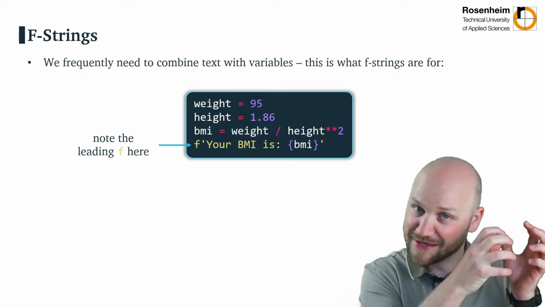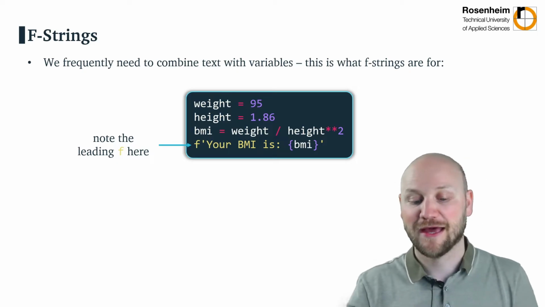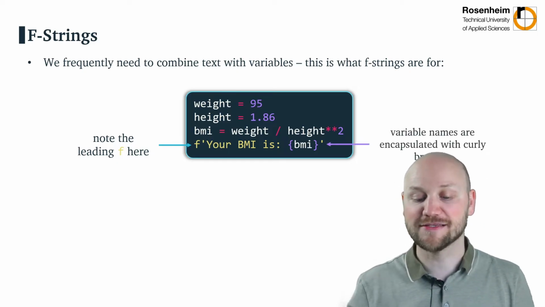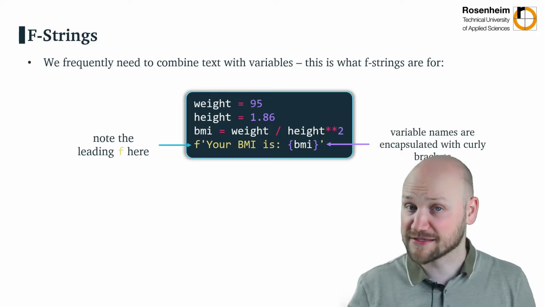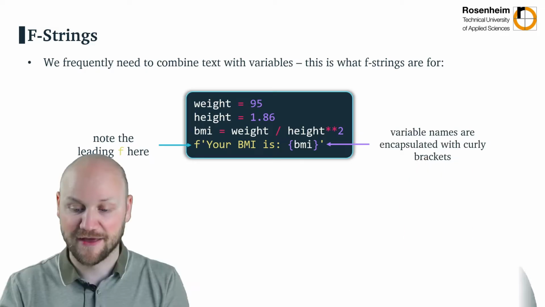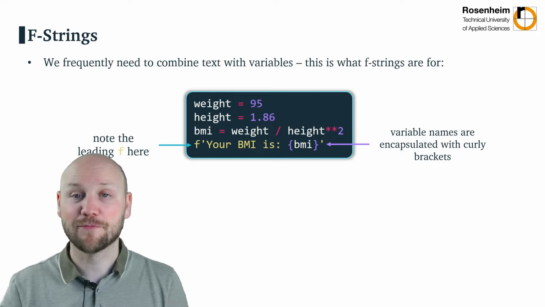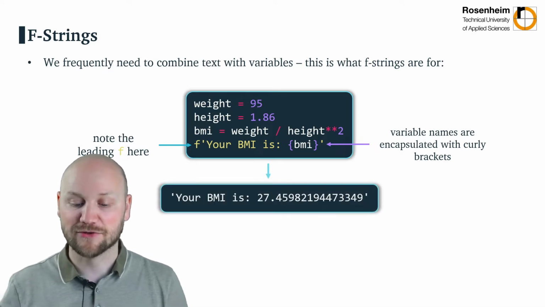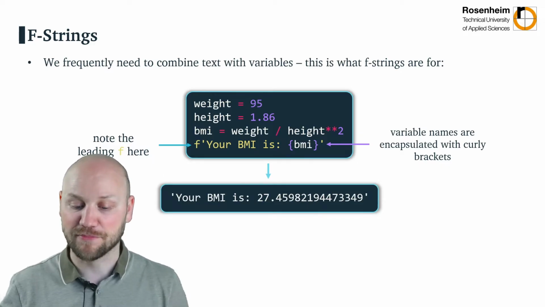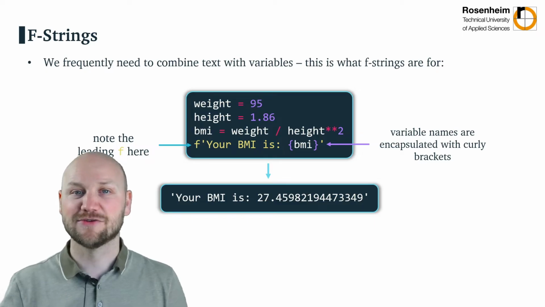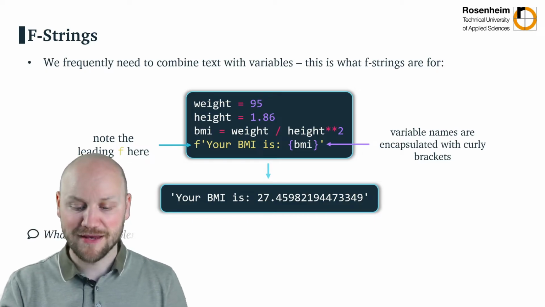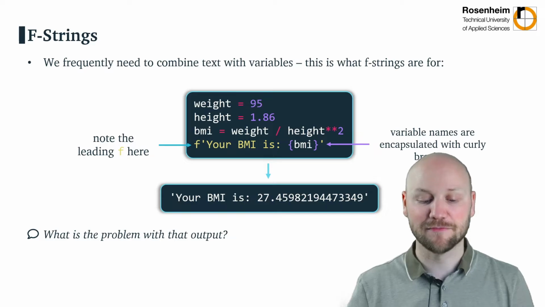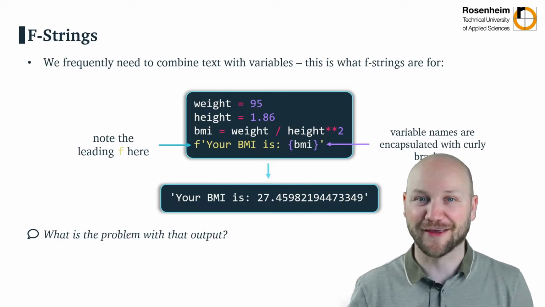The syntax starts with the f, then the string, and the curly brackets are now not interpreted as text. The curly brackets are where a variable is specified, and then we come to the output: Your BMI is, and then the variable. As you can see, there are many digits after the decimal point. This is a great problem with that output that we want to change in the following.